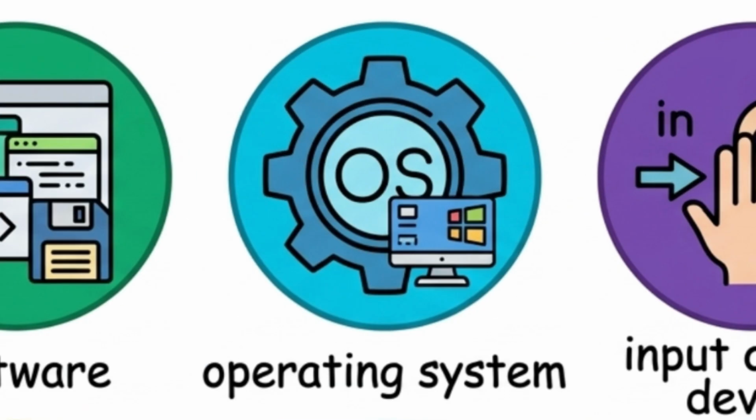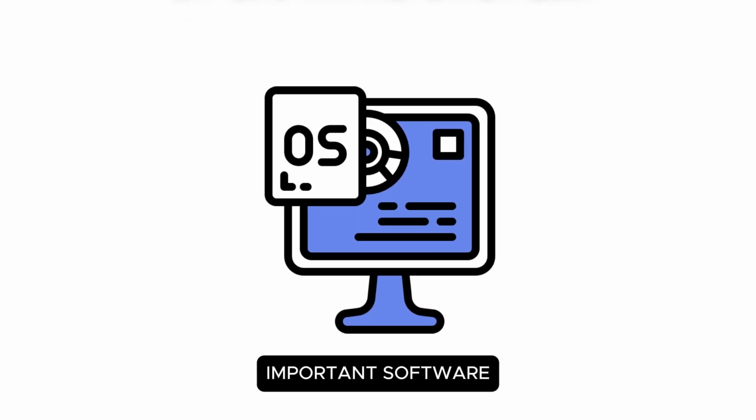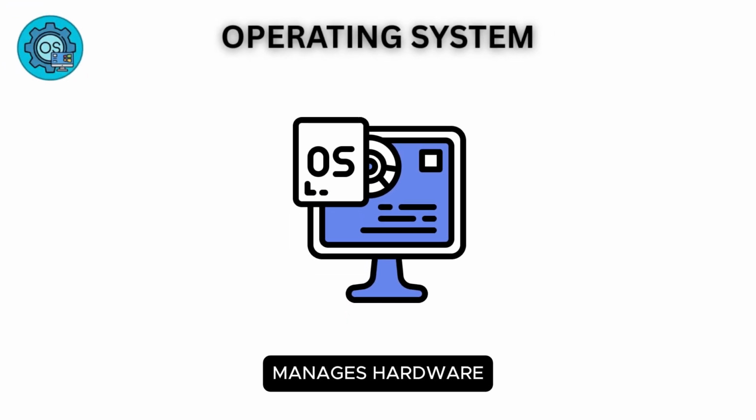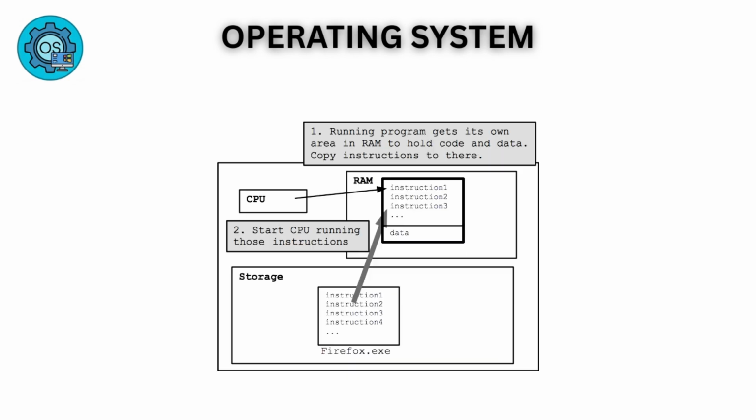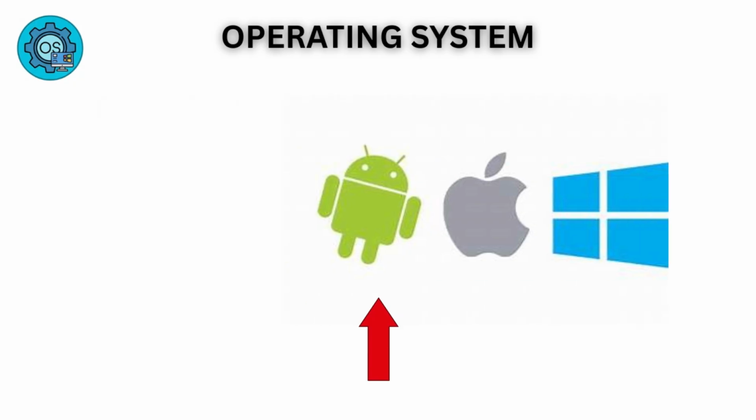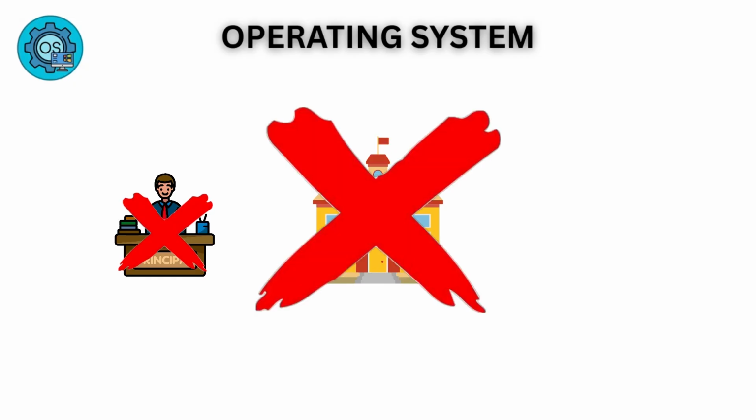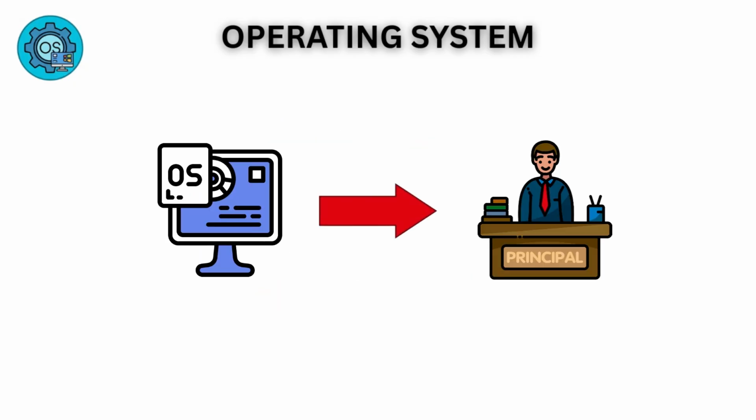Now, let's talk about the operating system. An operating system, often called an OS, is the most important software on a device. It manages the computer's hardware and allows other programs to run properly. Popular operating systems include Windows, Android, and iOS. Imagine a school without a principal. Teachers, students, and staff might all be doing different things without coordination. The operating system acts like the principal, organizing everything and making sure all parts of the computer work together smoothly.